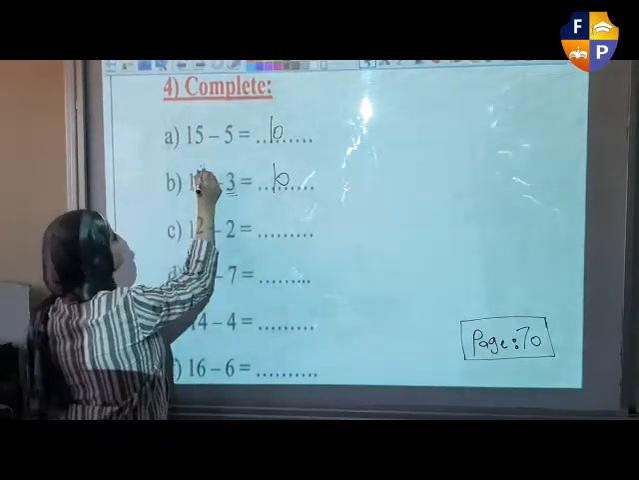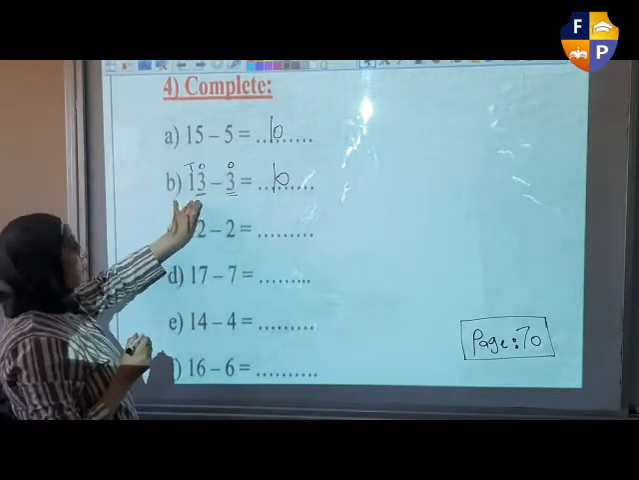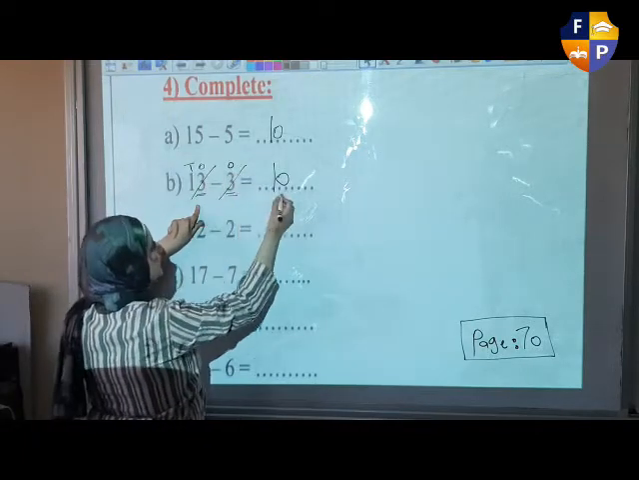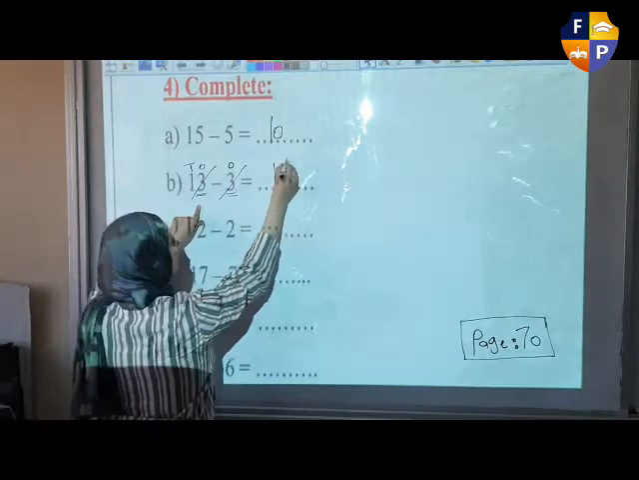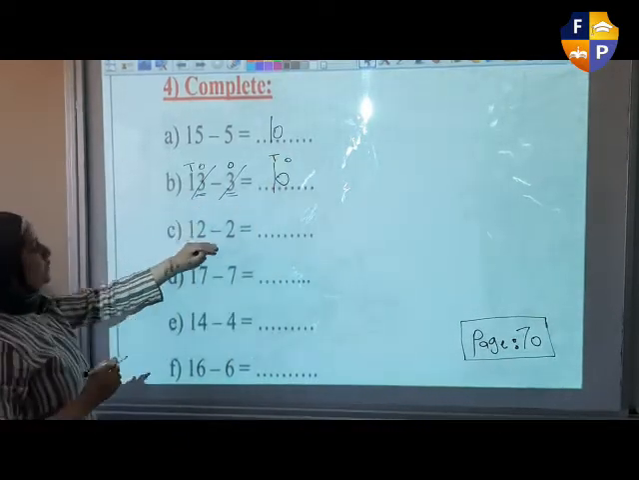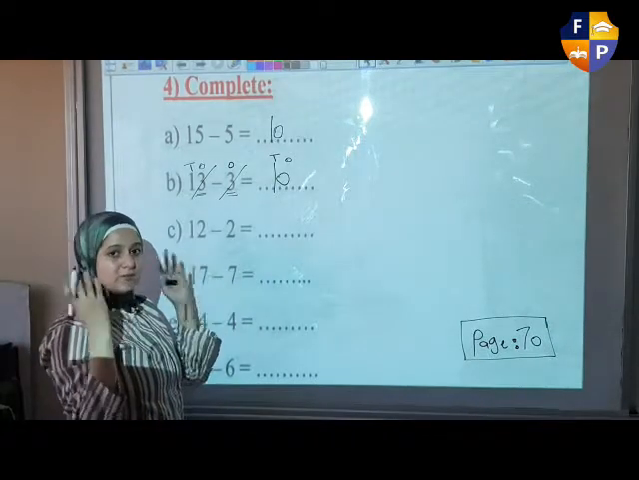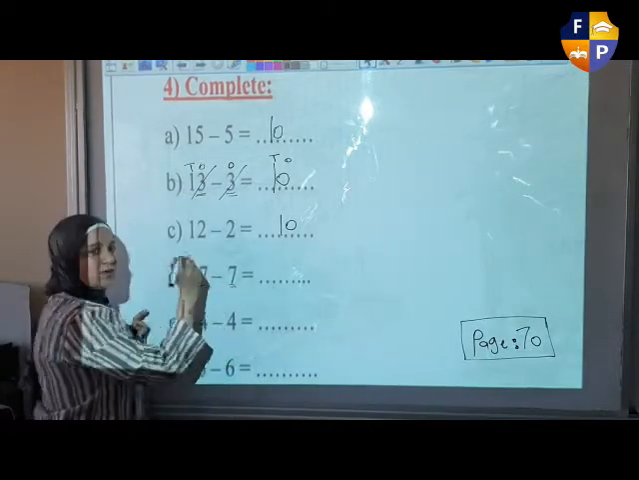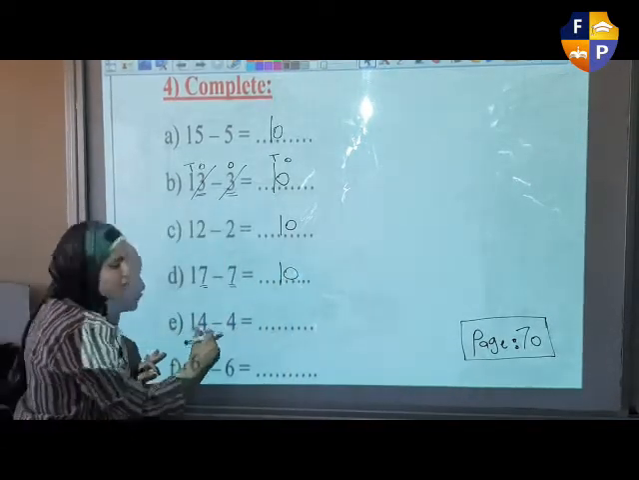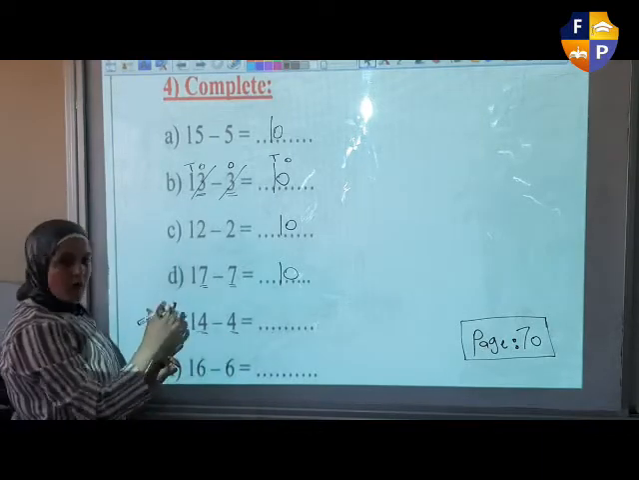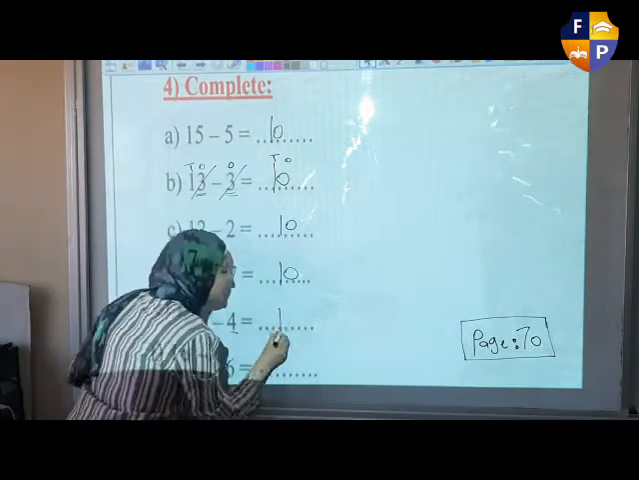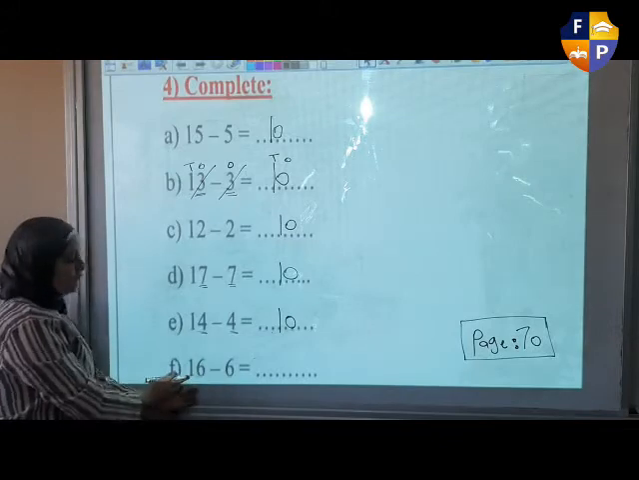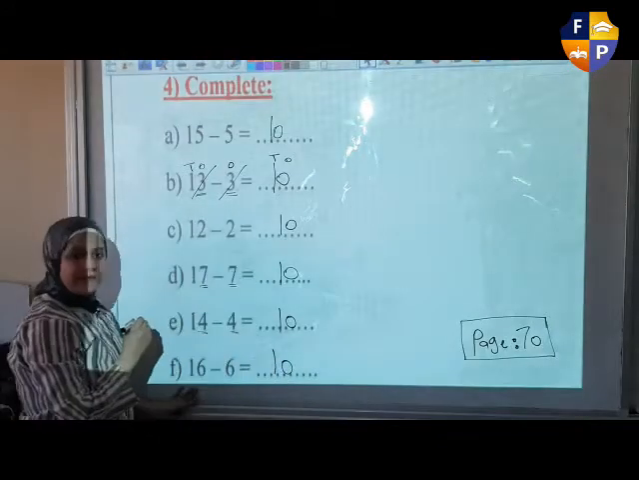So if I have here a two-digit number minus a one-digit number and they have the same ones, you may cancel them together and put 0 beside 1. So 12 minus 2 equals what? It's so easy, make it mentally, it equals 10 for sure. 17 minus 7 equals what? Equals 10. And 14 minus 4 equals what? They have the same ones, I may cancel them together and the answer is 10. And 16 minus 6 equals what? If we take away 6 from 16, we will have 10.